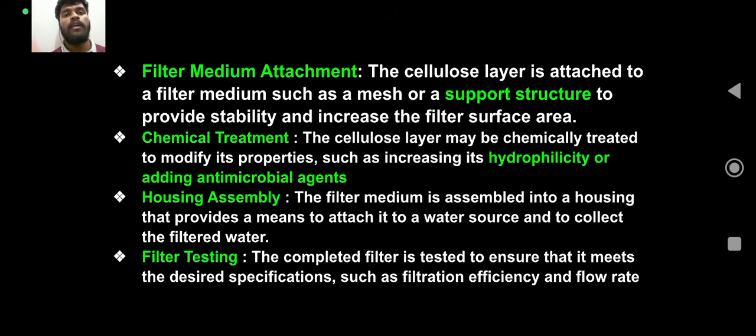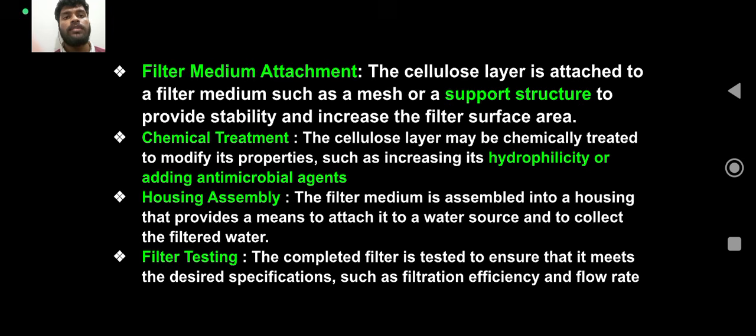The next, filter medium attachment. The cellulose layer is attached to a filter medium such as a mesh or support structure to provide stability and increase filter surface area. The next, chemical treatment. The cellulose layer may be chemically treated to modify its properties such as hydrophilicity or by adding an antimicrobial agent. The cellulose layer that is formed is chemically treated to add antimicrobial agents.